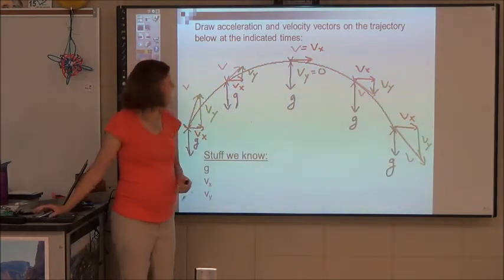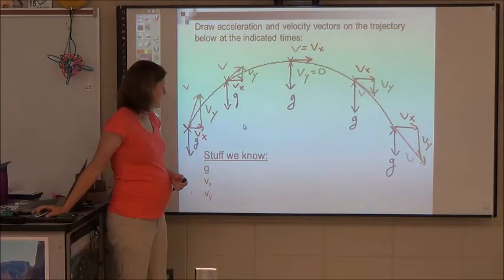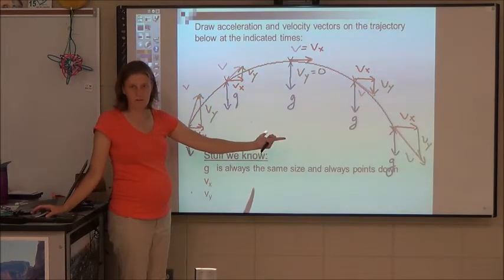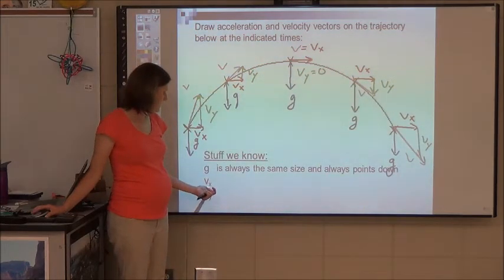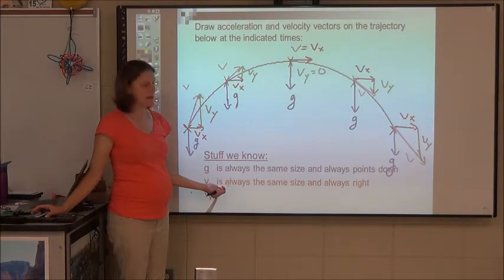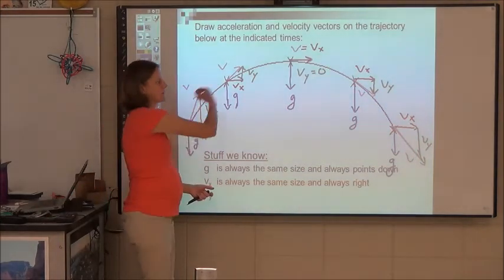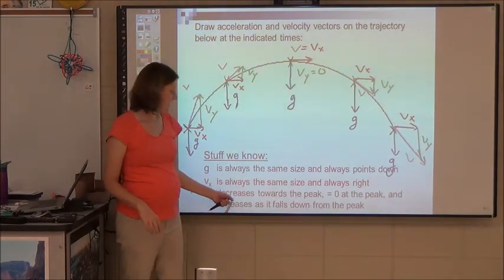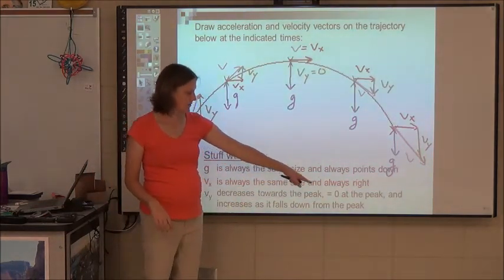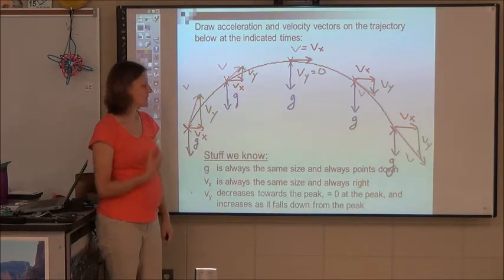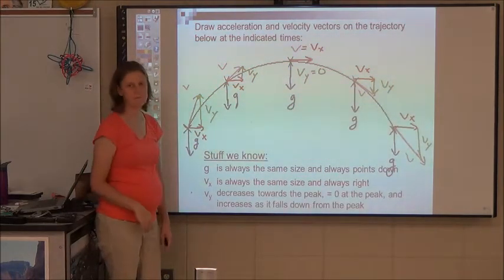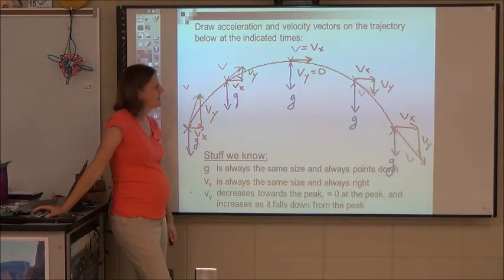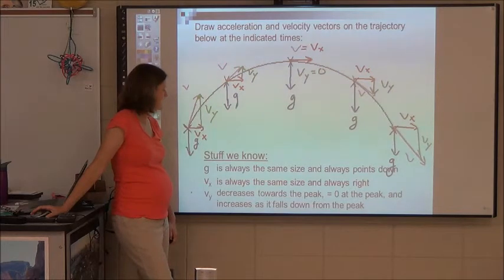So stuff we know, as a recap: g is always the same size, always points down. Vx is always the same size, always points right, again assuming my projectile was hit to the right. And Vy, of course, decreases towards the peak, it's 0 at the peak, and then increases as it falls back down from the peak. So take a second, make sure you got all that copied down. Sorry if you don't have different colors.